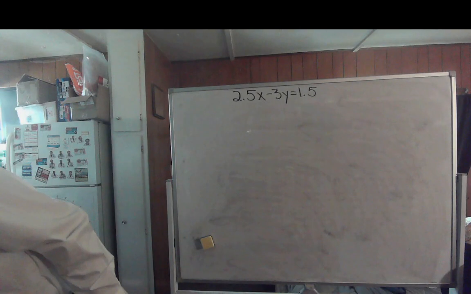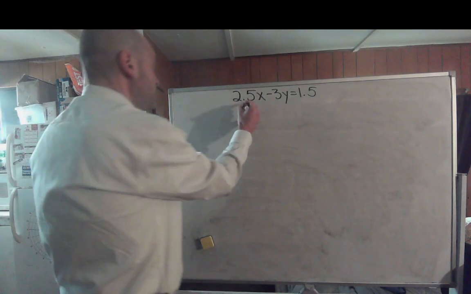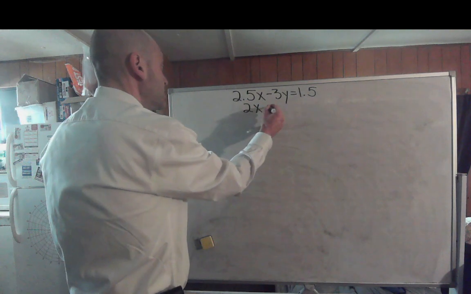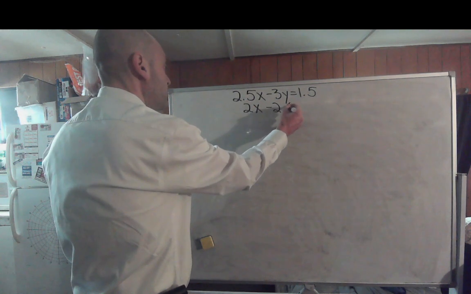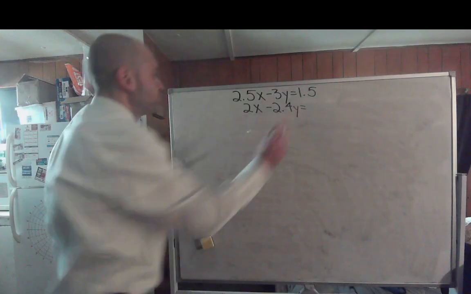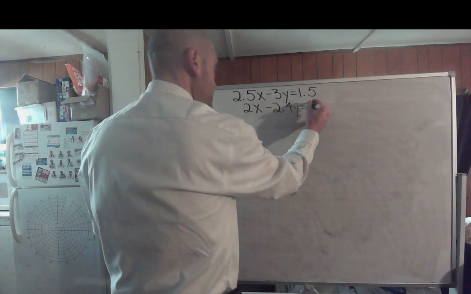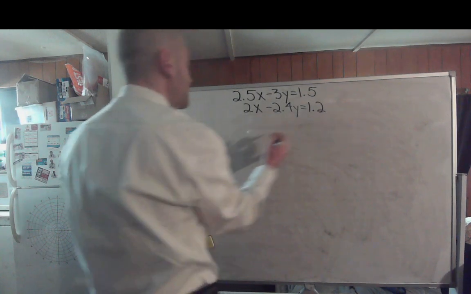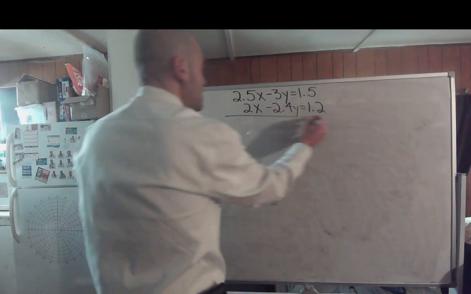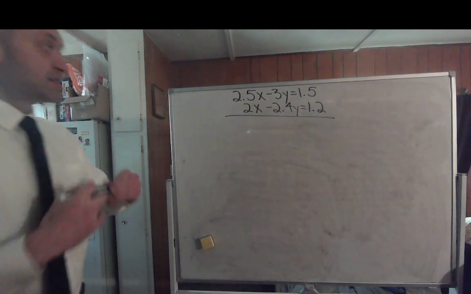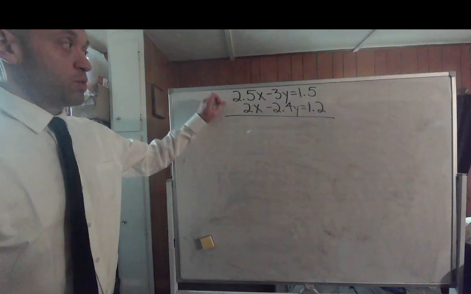And then I have 2x minus 2.4y is equal to 1.2. Okay. Well, we have decimals in both equations.